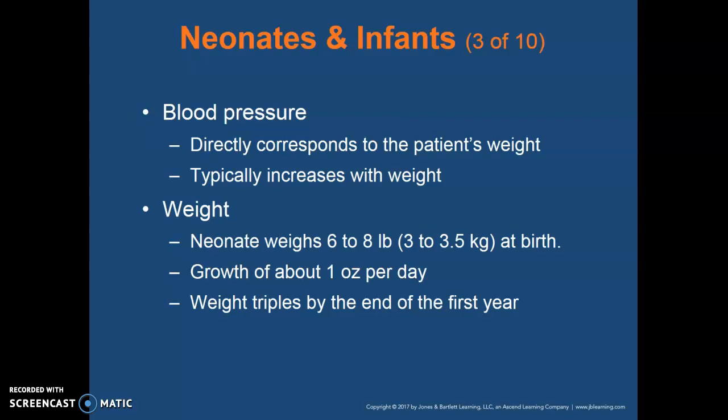Infants have significantly less blood volume than adults do, and they really don't need all the pressure because they're short. It doesn't really have to work that hard to get down to their feet. So that's where that comes from.